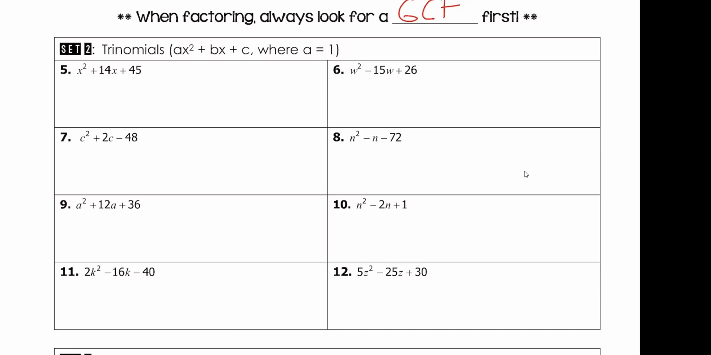So to break down a trinomial, it's really crucial that if your coefficient is 1, your life's a lot easier. We'll see in our next set what to do if you don't have a coefficient of 1. I know 11 and 12 don't, but we'll see why they're in this section in a second.